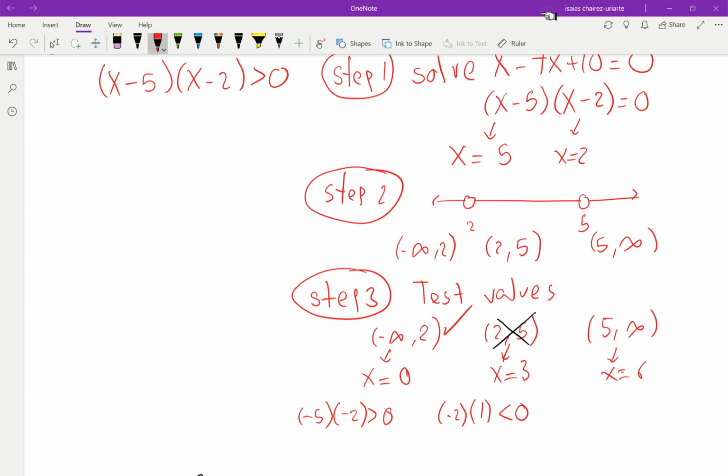And then lastly, let me test x equals 6. I'm going to plug it into my inequality up here. So if x equals 6, I'm going to have 6 minus 5, so that's 1, and 6 minus 2, that's 4. 1 times 4. And that is bigger than 0, so that is a solution. So right now, my solution set is this interval together with this other interval.